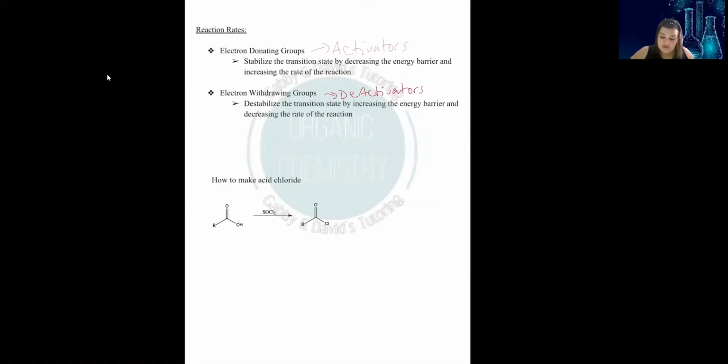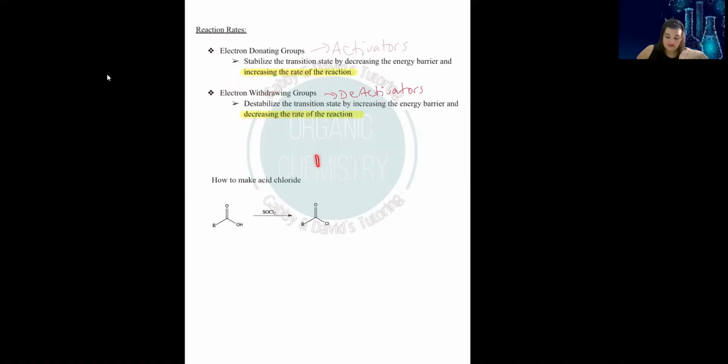Now, donating groups, what they do is they increase the rate of the reaction. And for withdrawing groups, they decrease the rate of the reaction. So when we're doing electrophilic aromatic substitution, it's commonly abbreviated as EAS, because it's just a mouthful. When we're doing these reactions, you prefer donating groups. You're going to have something called directors, and you're going to have to determine who's in charge. Well, donating groups will always want to be in charge over withdrawing groups, okay?